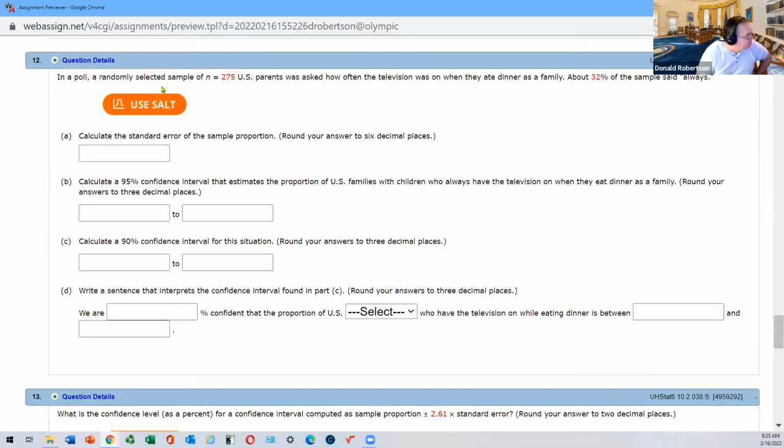Okay. In a random sample of 275 Americans, 32% said that they always did something. What do they always do? They always ate dinner with their family. Okay, so 0.32 times 275, that ends up being 88 people. So 88 out of 275 is all I need.